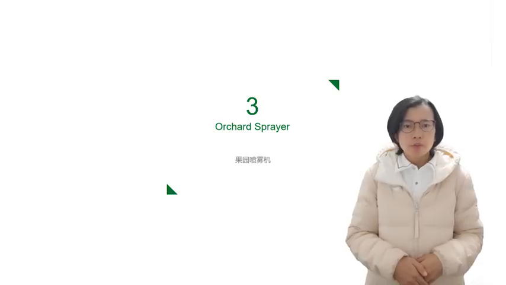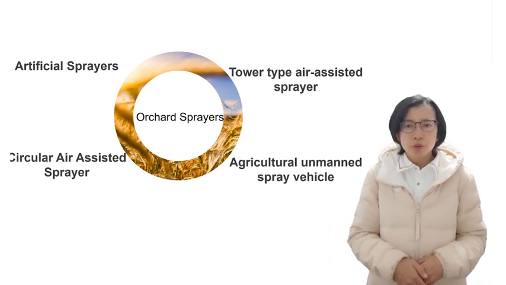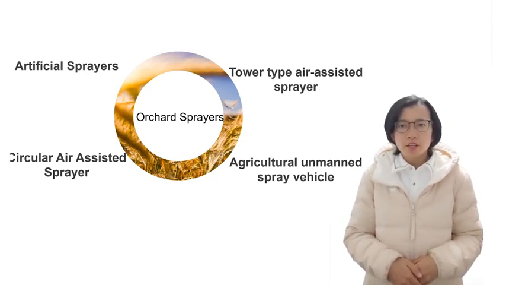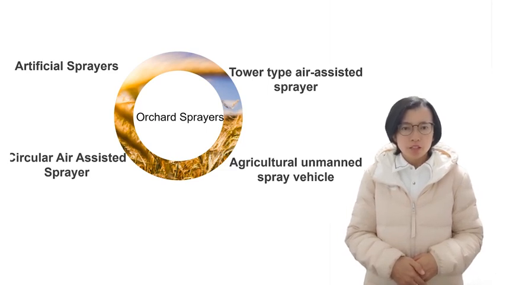Next, I will introduce something about the orchard sprayer. There are four types of orchard sprayers. The first is the artificial sprayer, the second, circular air assistant sprayer, the third, tower type air assistant sprayer, and the last one is agriculture unmanned spray vehicle. At present, the common ground spray machinery in orchards mainly includes these four kinds, and let's know something about them.